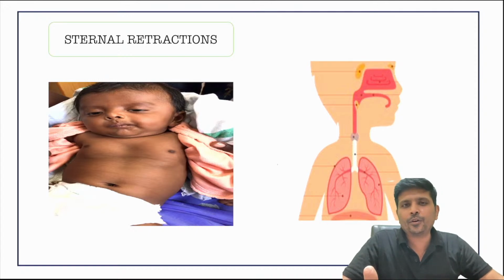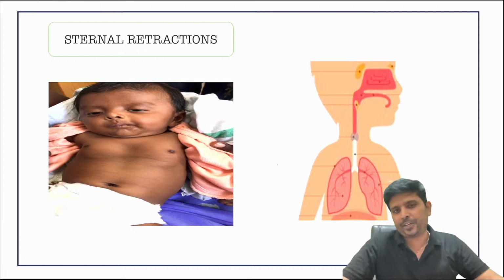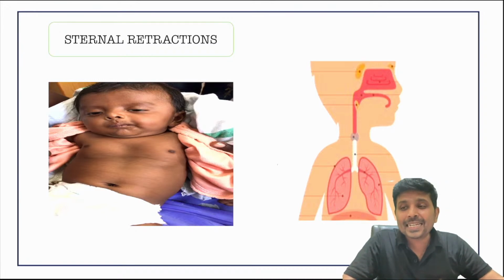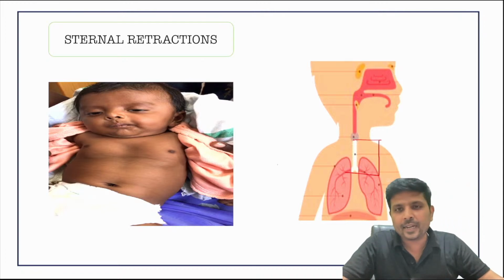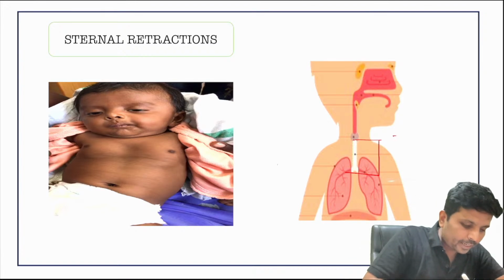What do you mean by laryngomalacia? The softened larynx is called laryngomalacia. The cartilages of the larynx are soft so that they collapse during inspiration. In the same way, if your trachea collapses during inspiration, that is called tracheomalacia. So what do sternal retractions mean? Sternal retractions mean there is an underlying pathology in the trachea, and sternal retractions are characterized by tracheomalacia.